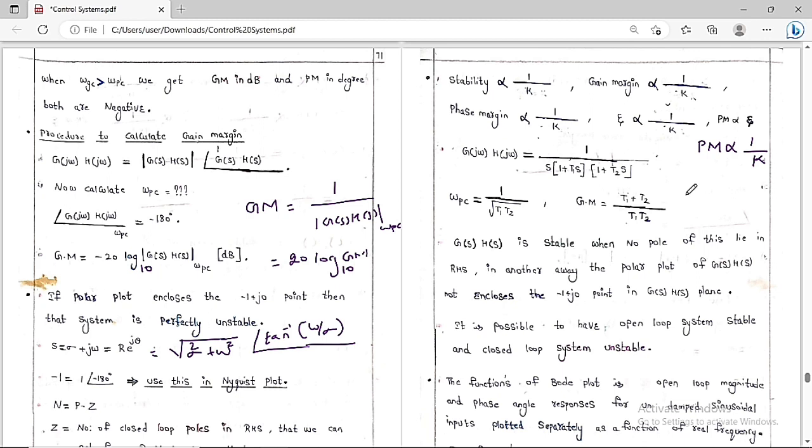So this is a shortcut formula we have to remember. Finally I can say if the open loop transfer function G(s)H(s) is equal to 1 by s into (1 plus T1 s) into (1 plus T2 s), then the phase crossover frequency is equal to 1 by under root of T1 T2, and the gain margin is equal to (T1 plus T2) by T1 T2.